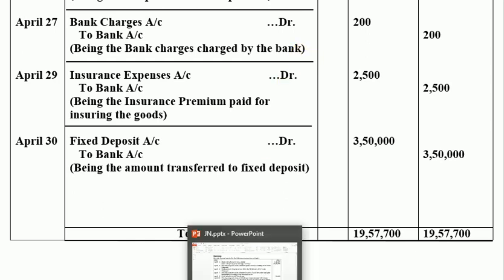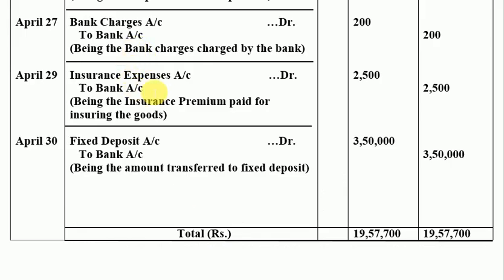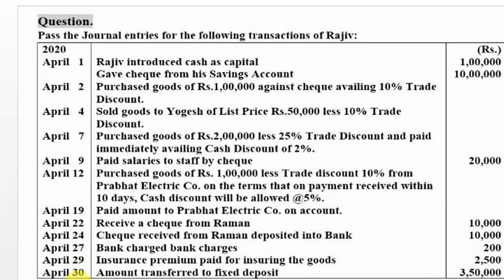Clear? Now let's proceed towards another transaction, that is insurance premium paid for insuring the goods, that is 2,500. And right now, for the insurance of goods, the business pays some amount of insurance premium through the bank. So the entry will be insurance expenses account debit to bank account, being the insurance premium paid for insuring the goods, that is 2,500.